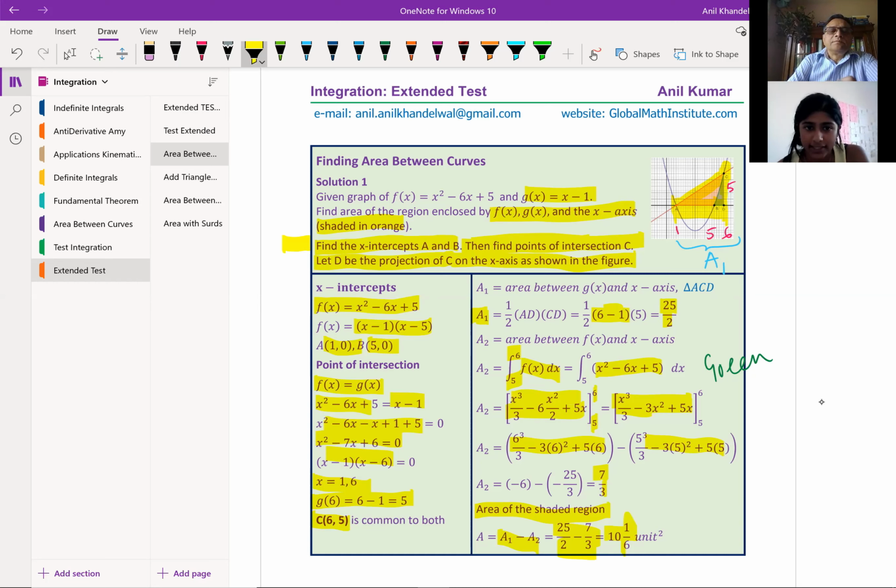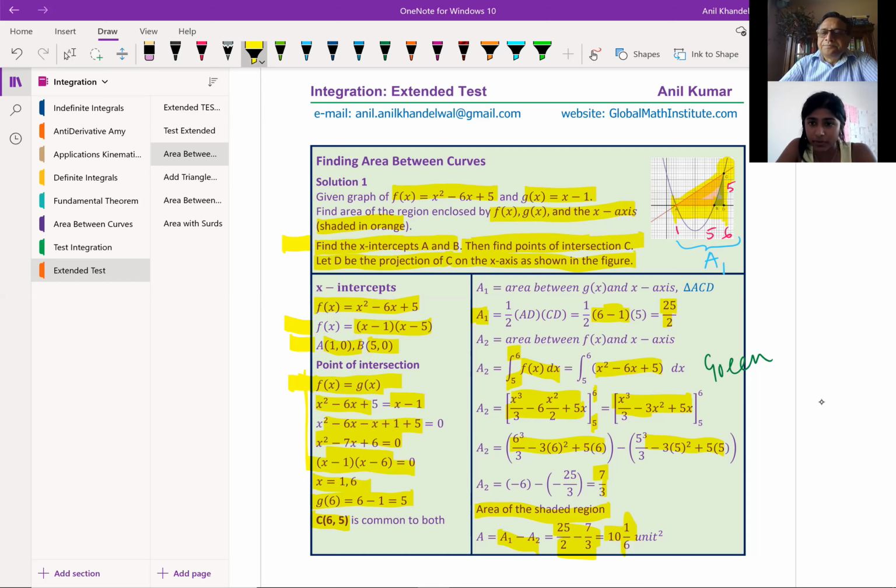Since it's a quadratic, we simply factored it out, and you get (x minus 1)(x minus 5), meaning x is 1, 0, which is the point A, and point B is 5, 0. Then the line x minus 1 intersects with f of x. There's clearly a point of intersection at that top point, which we label as C. To get that point, you make the 2 functions, f of x and g of x, equal to each other. Follow through, and you get x being equal to 1 or 6.